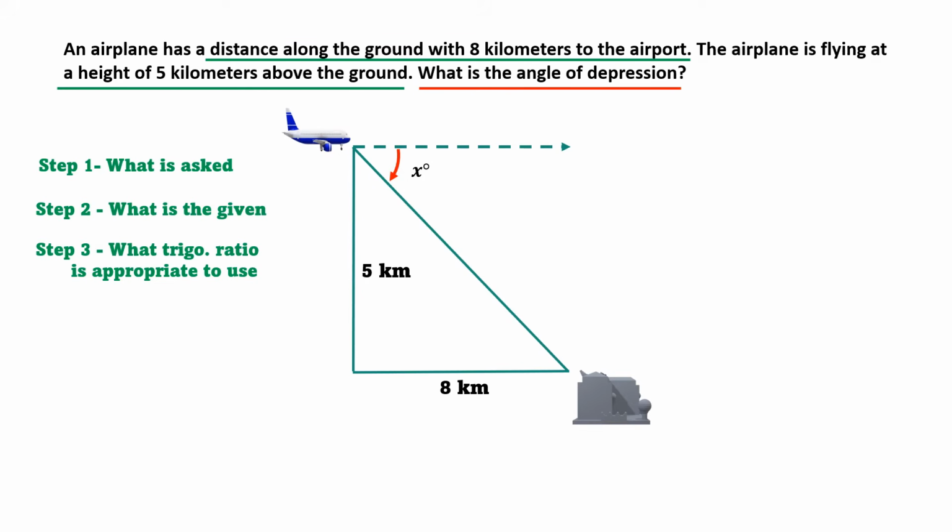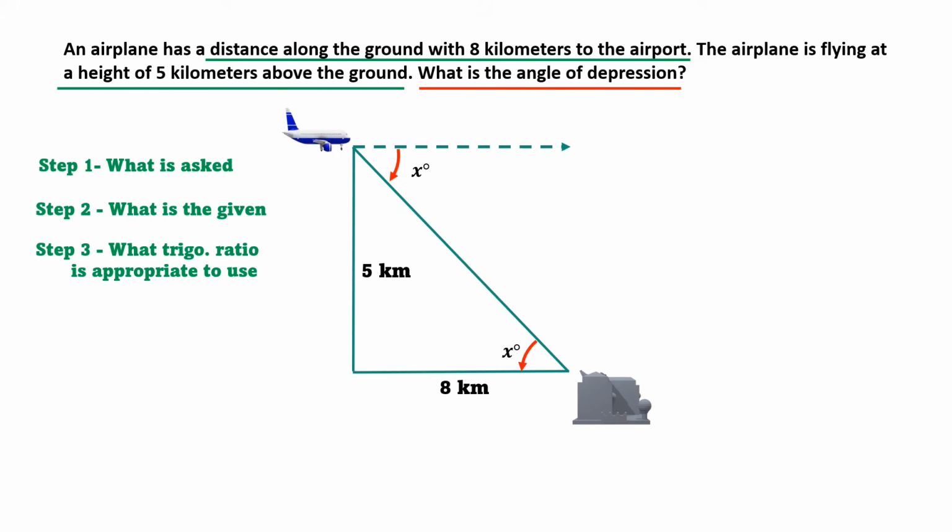As you can see, the angle of depression and angle of elevation are an example of alternating angles. If you remember your lesson in parallel lines cut by a transversal, these alternating angles are congruent or equal. Therefore, if the angle of depression has a value of x degrees, then the angle of elevation also has a value of x degrees. There you go, this is the figure of the given word problem.